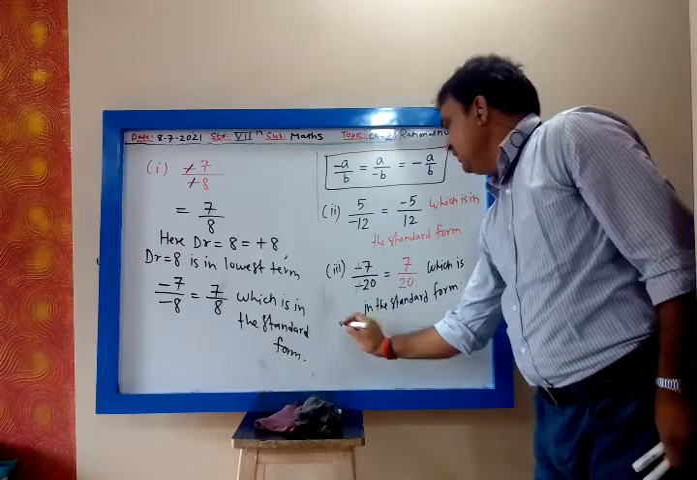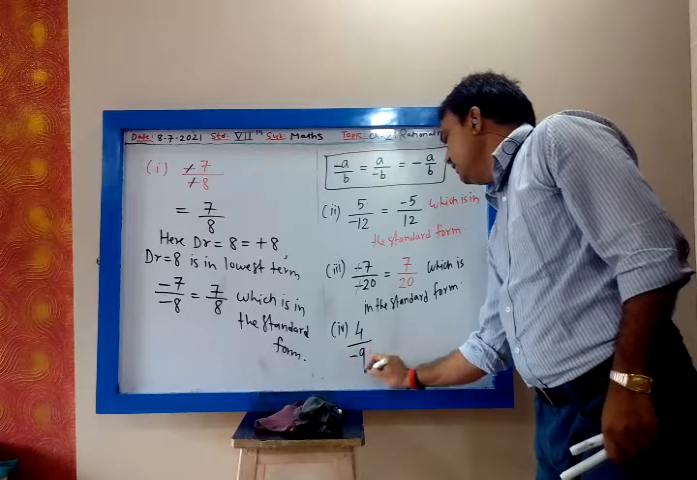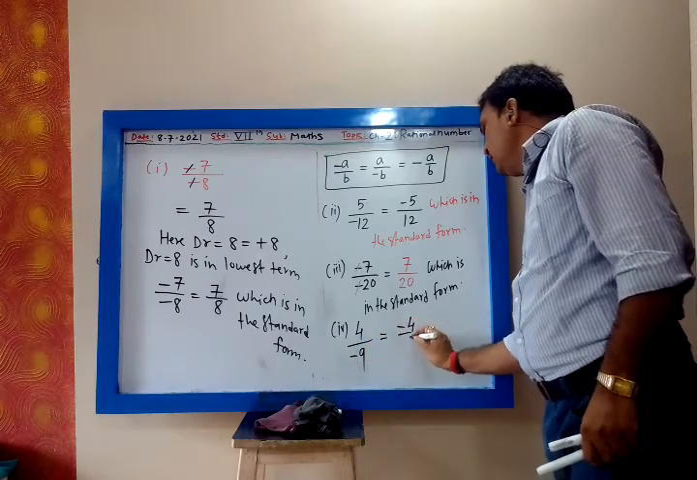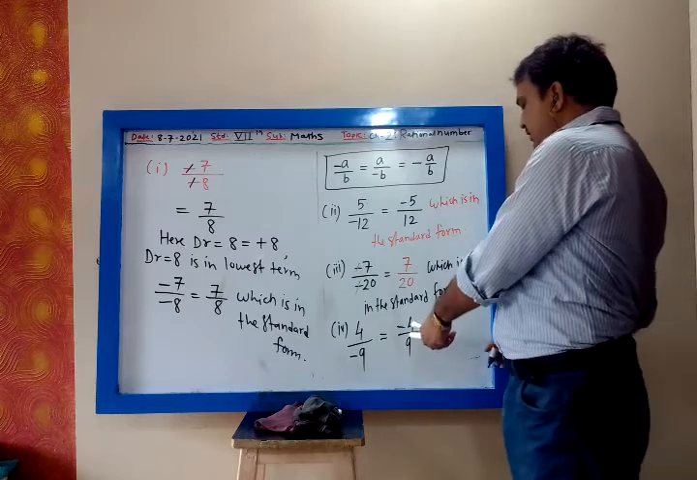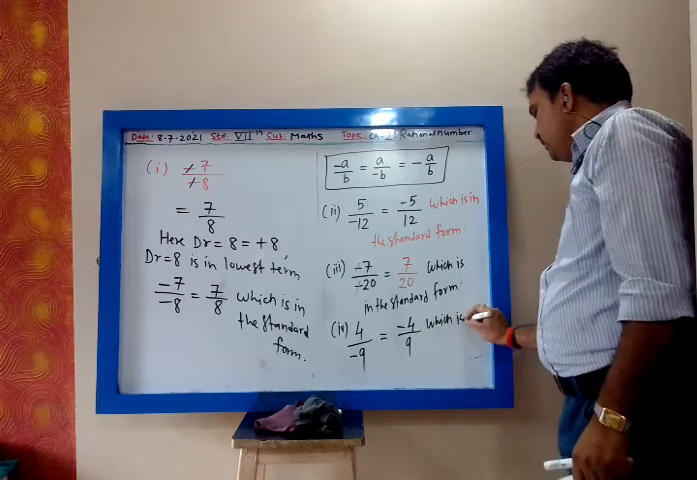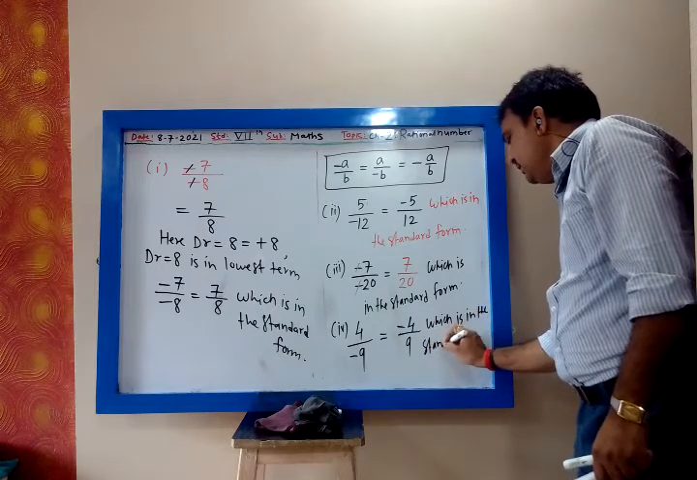Then 4 upon minus 9. Yes. Tell me. This minus sign you can take in the numerator, minus 4 upon 9. Now nothing can be cancelled from minus 4 and 9. So which is in the standard form.